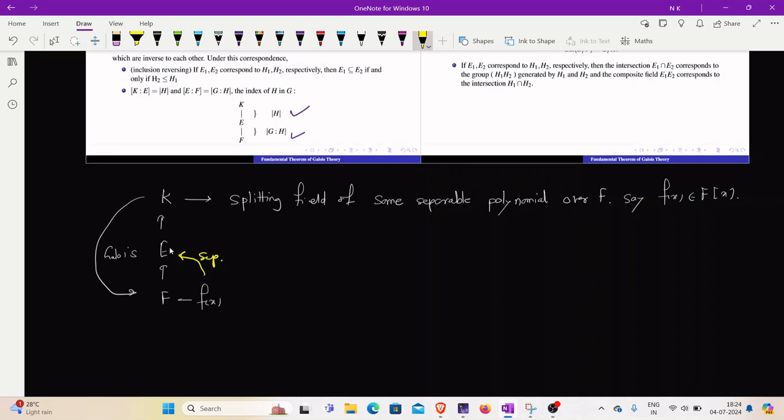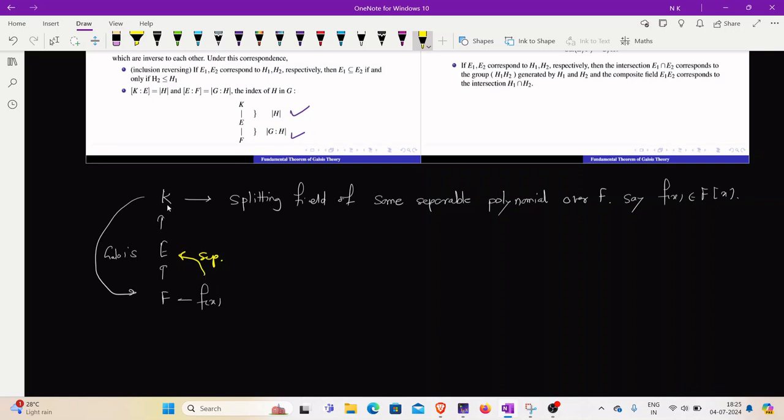And E is going to be the fixed field of that Galois group, because we have seen the characterization of Galois extension: K over E is Galois if and only if E is the fixed field of its Galois group. So E is going to be the fixed field of the group of automorphisms of K over E. Okay, so definitely it means that every subfield E of K containing F arises as a fixed field of some subgroup of G.